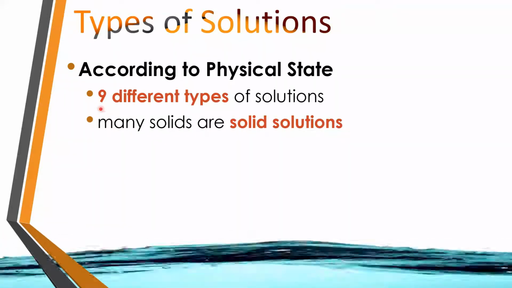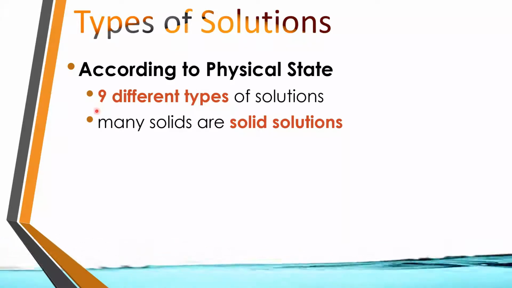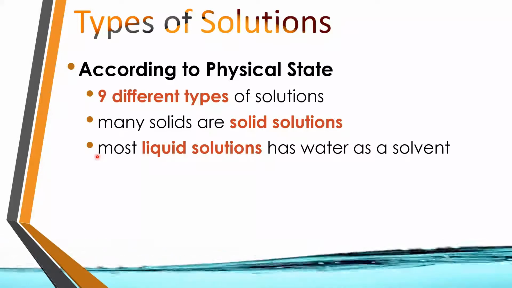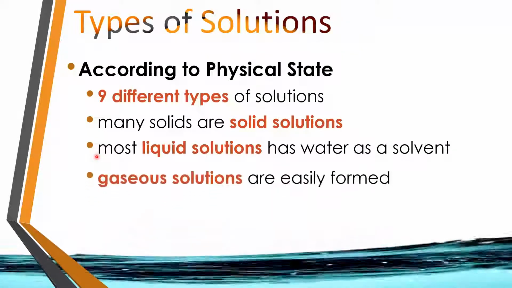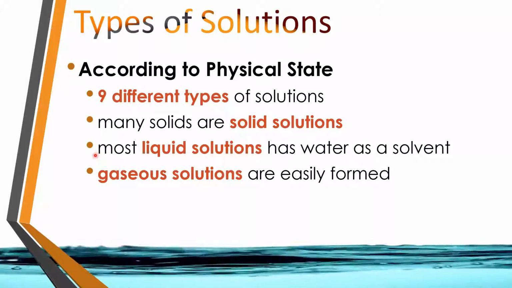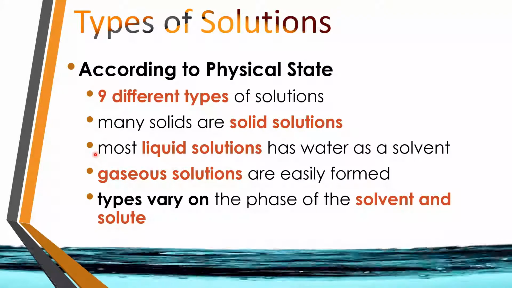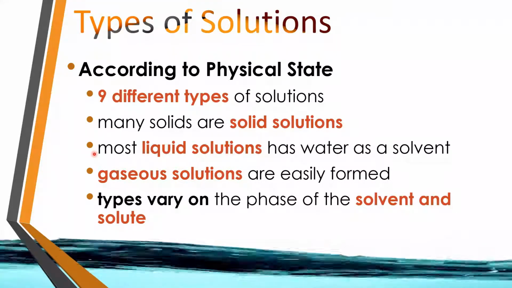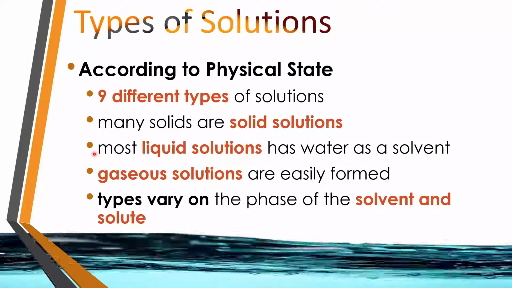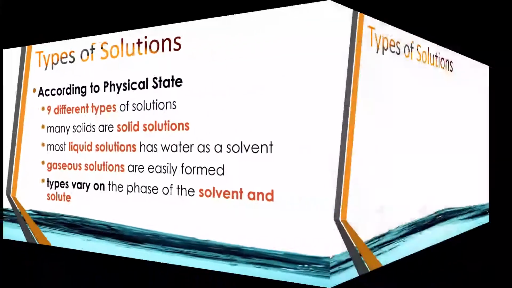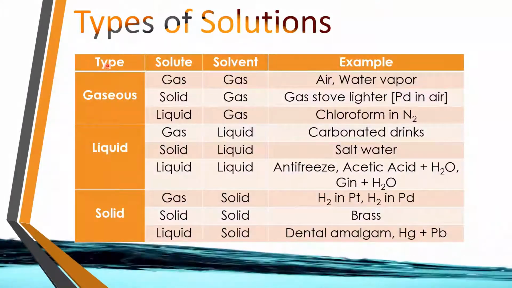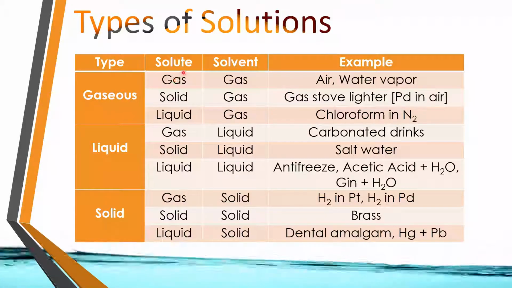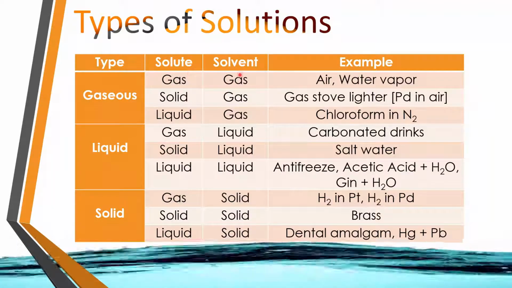It is also important to note that many solids are solid solutions, and that most liquid solutions have water as a solvent, being the universal solvent. Gaseous solutions, of course, are easily formed. It is important to remember that types in this category vary on the phase of the solvent and the solute. These are the 9 types of solutions according to phase, and some of the examples. As seen in the matrix, the types are dependent on the solute and the solvent phases.